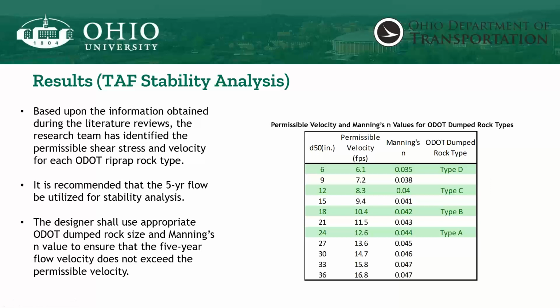It's recommended that a 5-year flow be utilized for stability analysis. It makes sense intuitively if you think about it. For a temporary bridge project, what I'm told is that the design could be 1 or 2 years. So using 5 years would be appropriate. And I think the bridge design may also use 5 years for stream stability. The designer shall use appropriate dump rock size and Manning's n value to ensure that a 5-year flow velocity does not exceed the permissible velocity at the nose of the TAF.